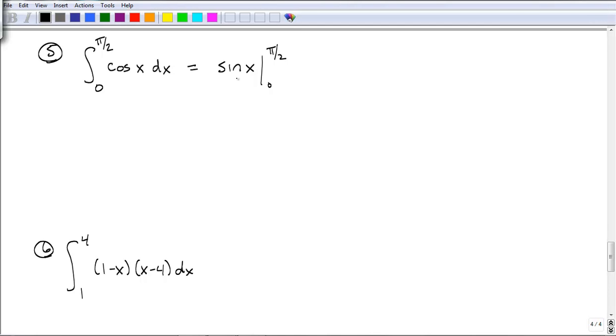If I take the derivative of sine, cosine comes back, so I know that's the antiderivative. So I just plug in the two values. First I plug in pi/2, then I plug in 0. The sine of pi/2 is 1, the sine of 0 is 0. So the area under that curve is just 1.